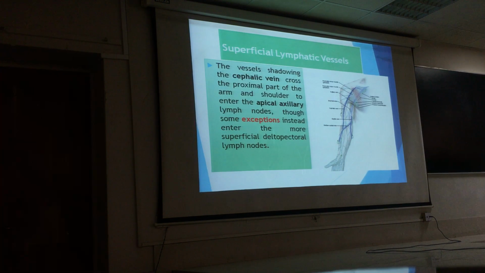Then we come to the next set, which is lying on the lateral side. We have seen the medial side: basilic, it went to the cubital group of lymph nodes, then it drains into the lateral or the humeral group of axillary lymph nodes.